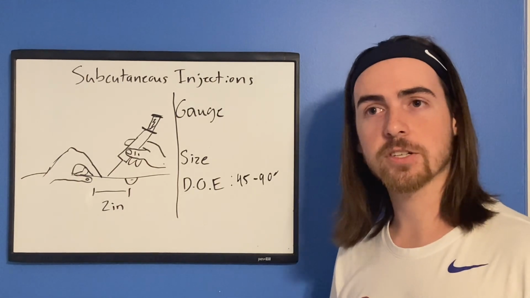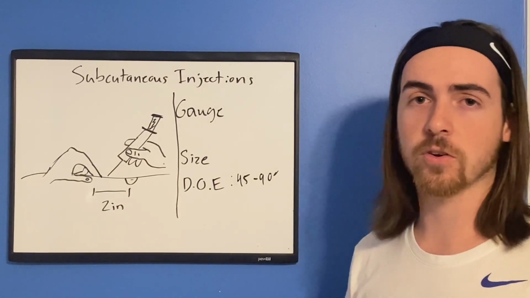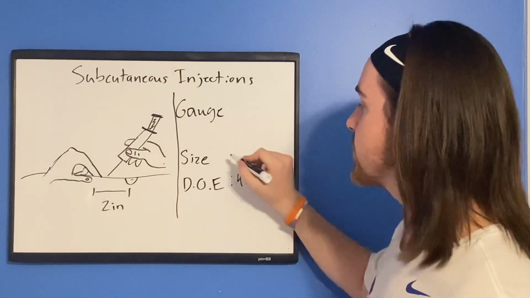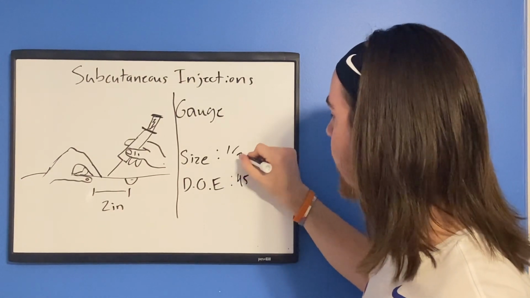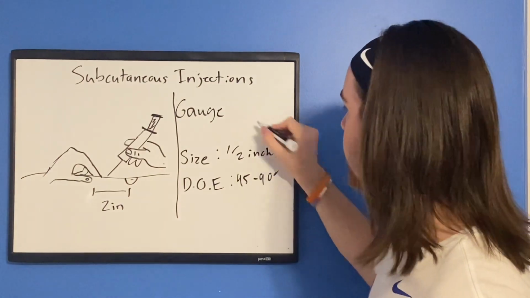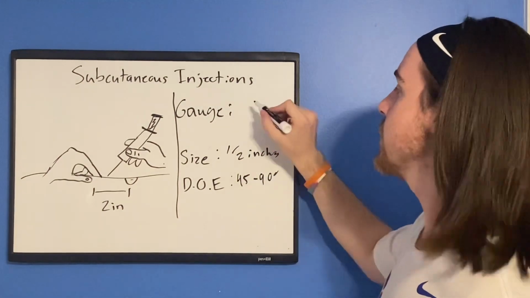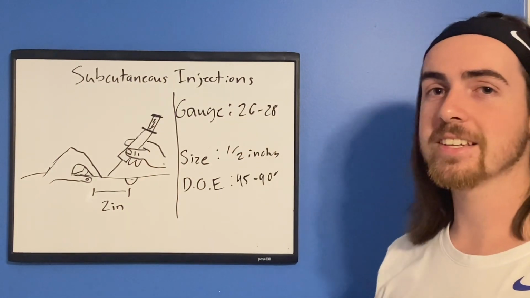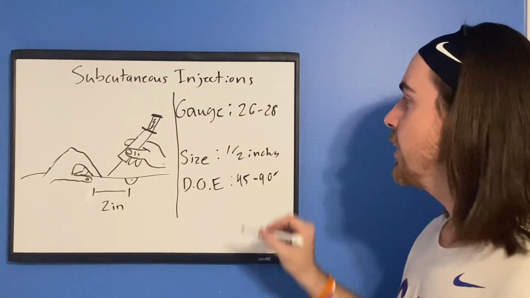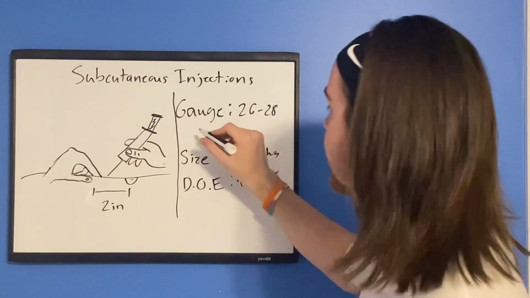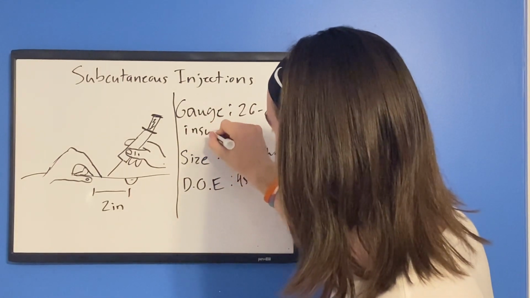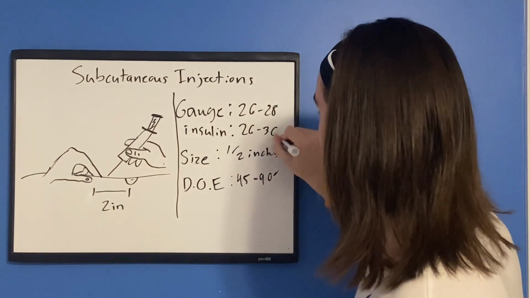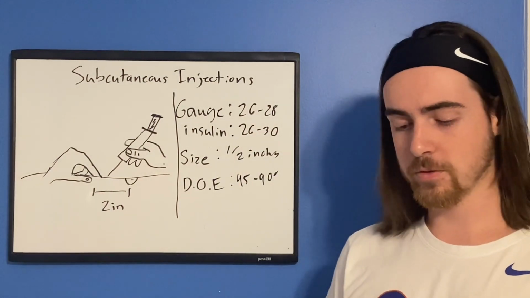Sub-Q syringes are also skinny and small, like the intradermal ones are. They're going to be about the same size at 1/2 inch, and roughly the same gauge, between 26 and 28. However, insulin needles can be even skinnier. So I'm just going to go ahead and mark here that insulin gauge is between 26 to 30. So let's go over those final landmarks.